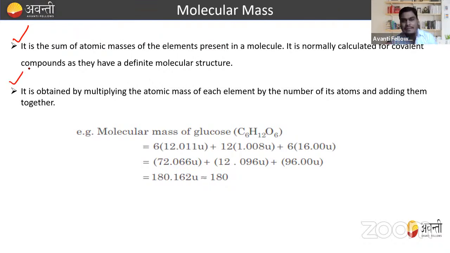Now, how will you obtain it? It is obtained by multiplying the atomic mass of each element by the number of its atoms and adding them together. For example, how will you calculate the molecular mass of glucose? We all know glucose has the formula C6H12O6. In this glucose molecule, there are 6 carbon atoms, 12 hydrogen atoms, and 6 oxygen atoms.